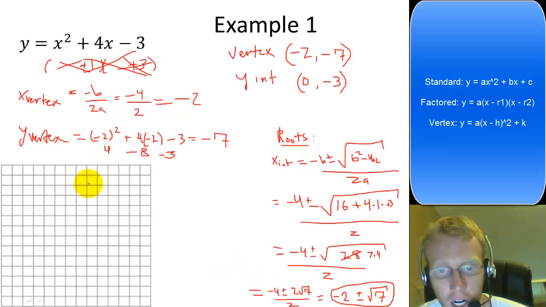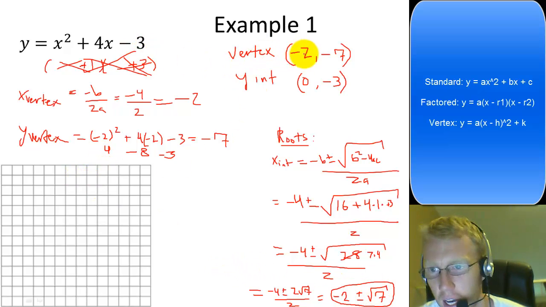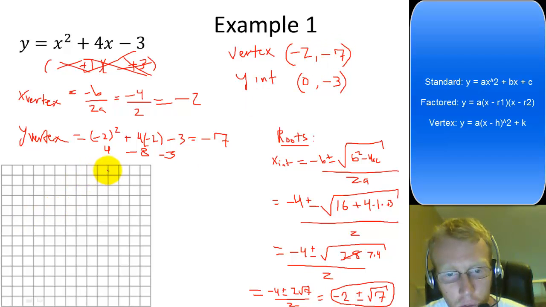So let's draw our axes. We know that we want the vertex at negative 2, negative 7. So we should probably put our axes not exactly in the middle, and also a little bit higher than normal, something like this.